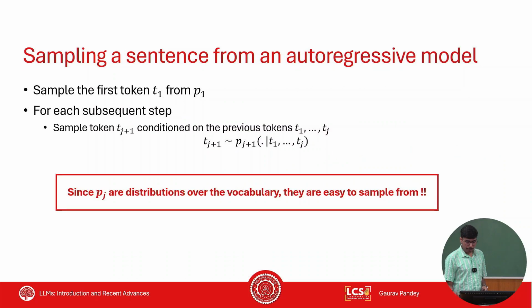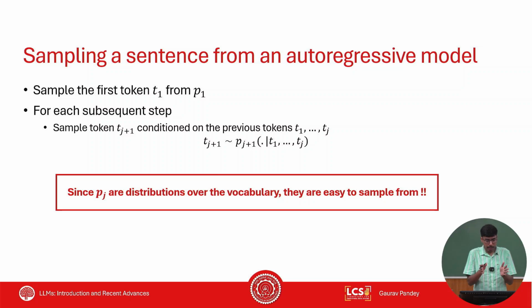So why do we care about this auto-regressive model? Why not just some arbitrary distribution? What is so special about auto-regressive? The first thing is it's very easy to sample from such a distribution. Why? Your distribution is in the form of P1.